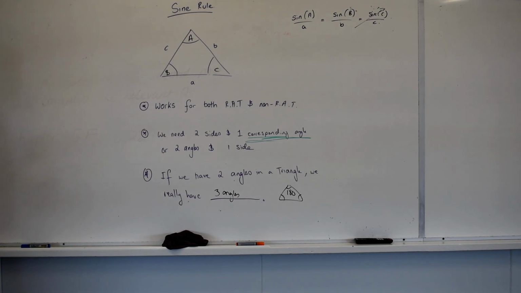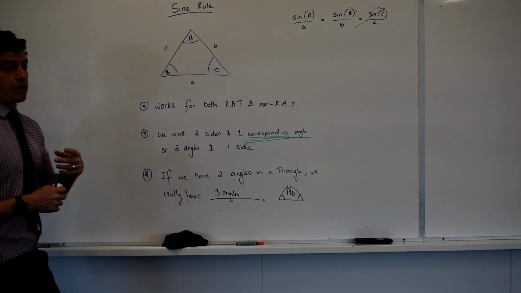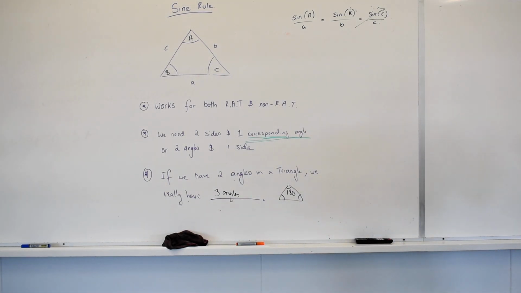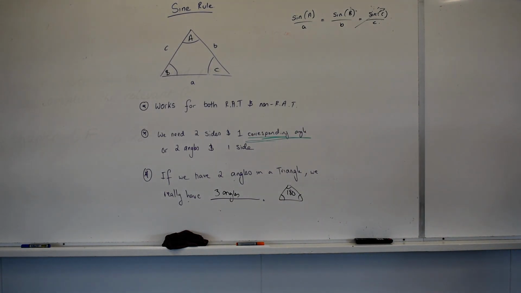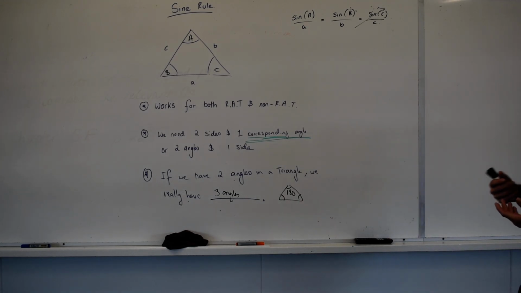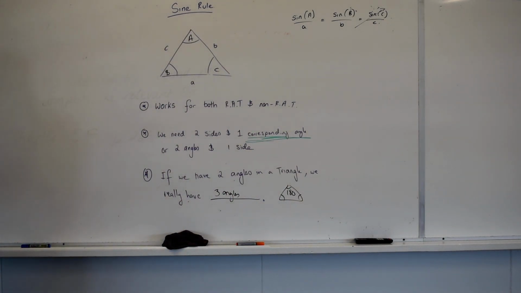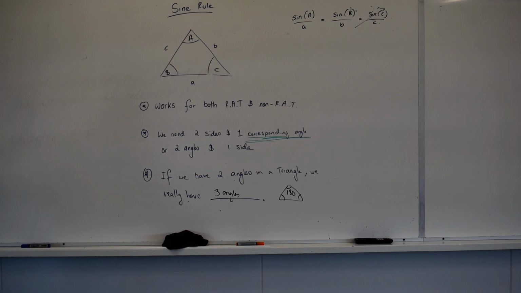Because if we know two sides in a triangle, we don't necessarily know the third. If we have two sides in a right angle triangle, what can we use? Starts with P. Pythagoras. We can use Pythagoras, but again, a lot of these are non-right angle triangles. Cool? Awesome. So let's go through some examples and we will see how we go.